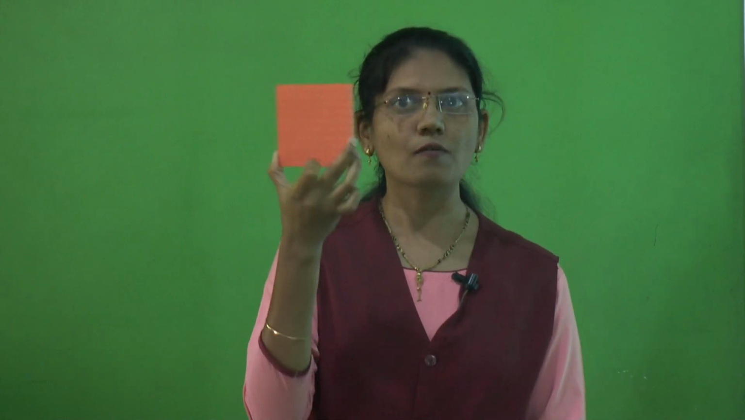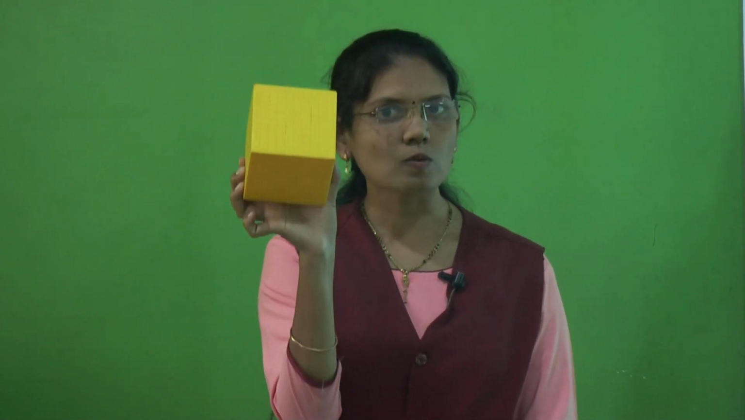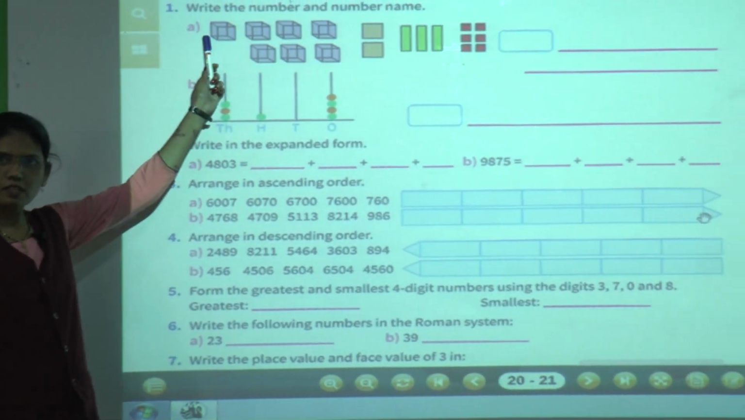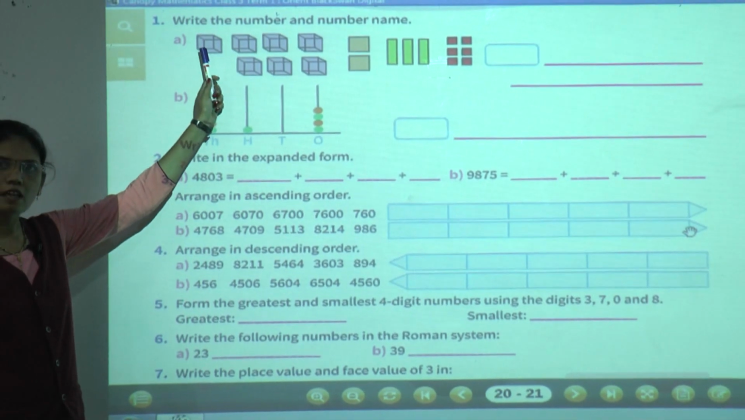Suppose I put 10 tens together, then we will get 100. This is a sheet of 100. Now if we put 10 sheets of hundreds together, then we will get a cube, and it represents thousands. Now look at the board. See this cube. Just now I told you it represents thousands.